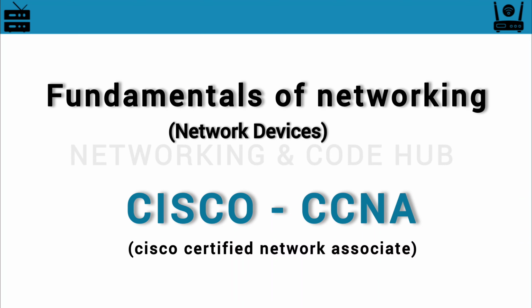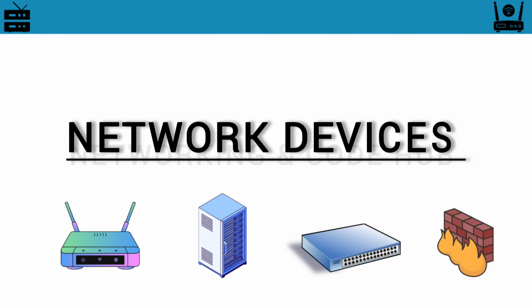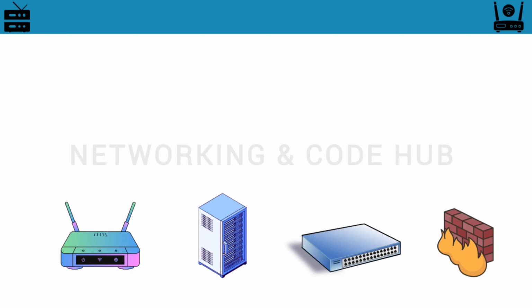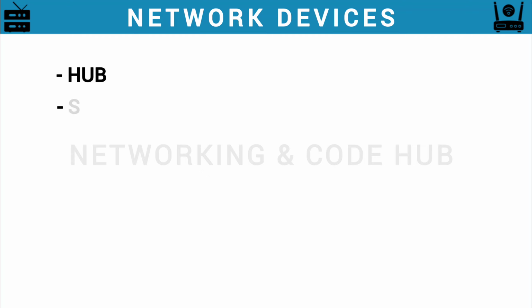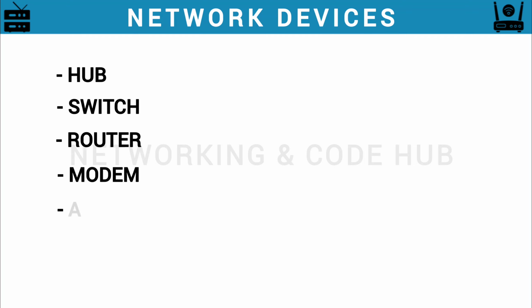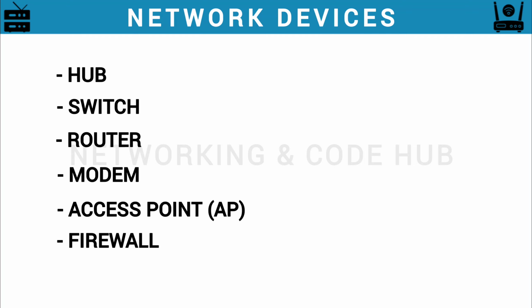In our last video, we started our networking series, and today I will break down network devices: what they do, how they work, and why they are crucial in networking. So let's get started. In this video, I will explain network devices, including the hub, switch, router, modem, access point and firewall. These are the main network devices, so please try to understand, okay?